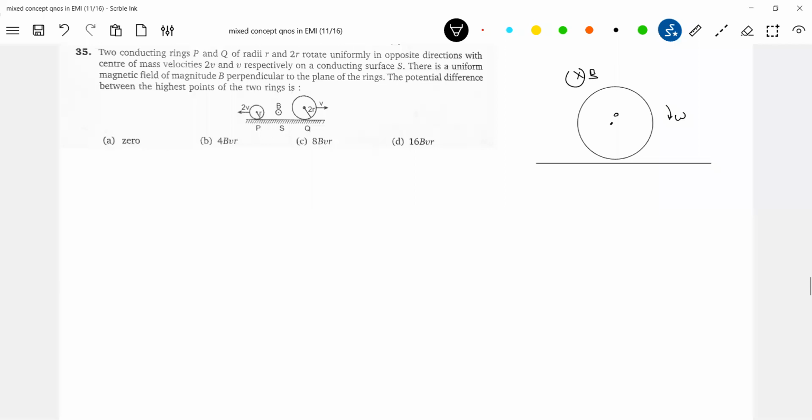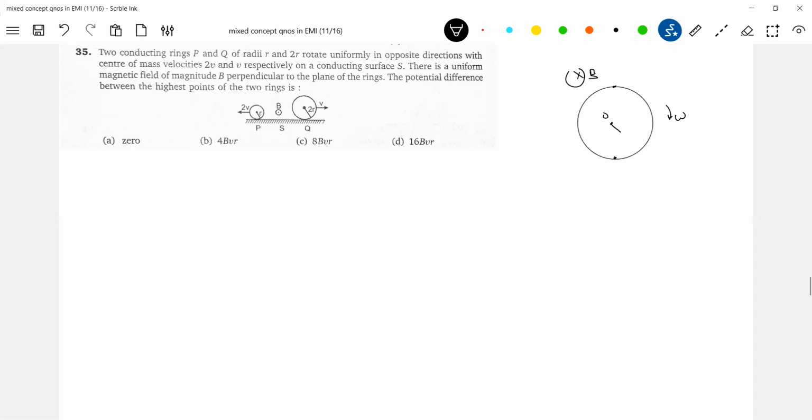Field is there. Only rotational motion. What is the EMF induced between these 2 points? If a ring rotates in a uniform magnetic field, will there be any EMF induced in it? I'll come to the problem question later on. First, let's analyze here. Nothing is there.